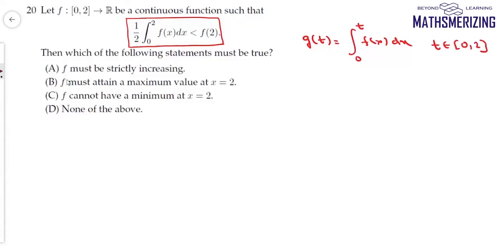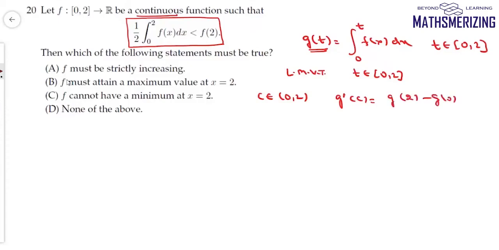Now it is given that this f is a continuous function. So integration of a continuous function is a continuous function. So this function g t is continuous and differentiable. Now if a function is continuous and differentiable, then we can use Lagrange's mean value theorem in the interval 0 to 2. Now Lagrange's mean value theorem says there must exist a point c in the open interval 0, 2 such that g dash c is equal to g 2 minus g 0 upon 2 minus 0.